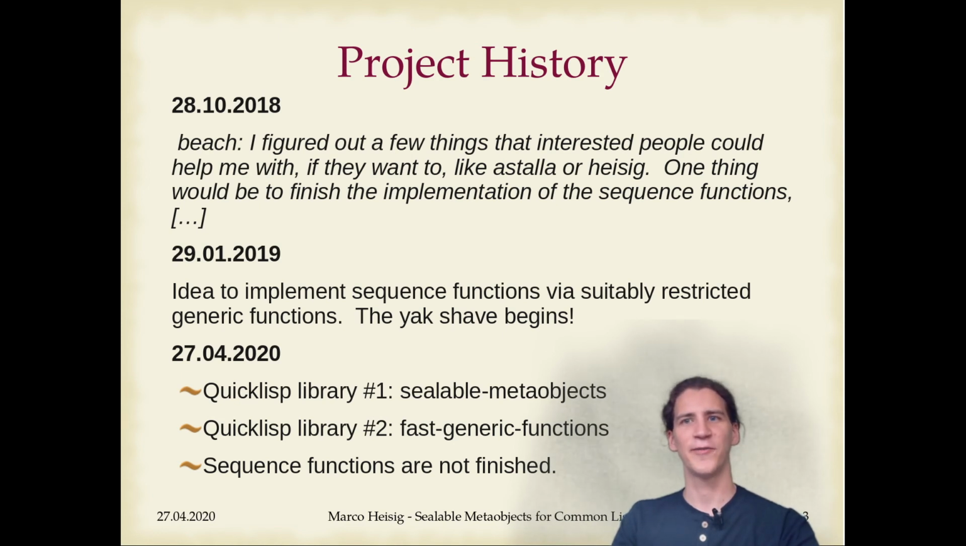Well, I volunteered. And after working on this for a few months, I had this idea to implement sequence functions via suitably restricted generic functions. This is where the yak shave begins, because in order to implement those suitably restricted generic functions, I needed a formalized way to describe the behavior of meta-objects. And there I go, and I had to implement not one, but two additional libraries that are now on Quicklisp. As of today, I have those two Quicklisp libraries, but unfortunately the sequence functions are not finished.